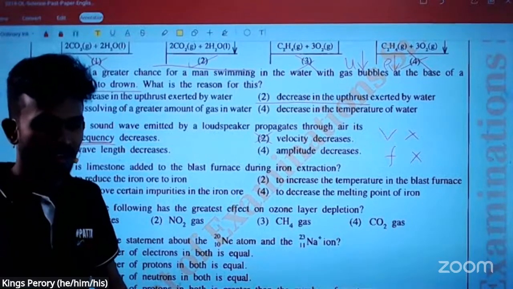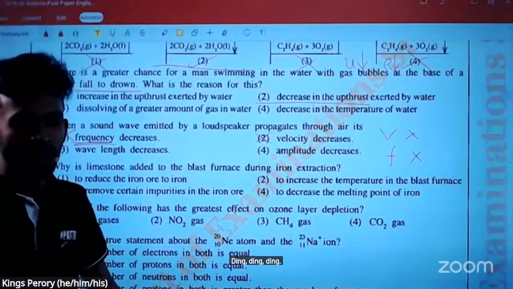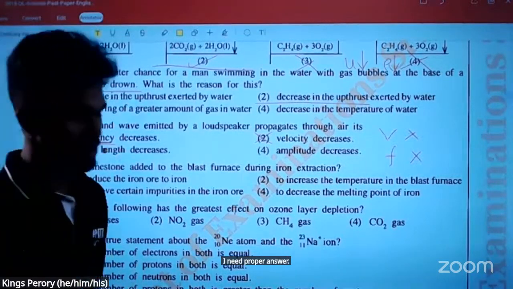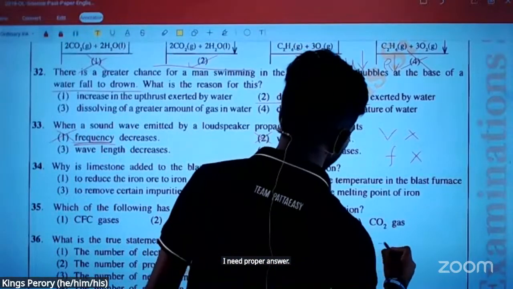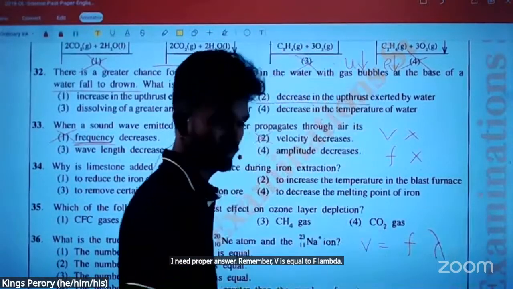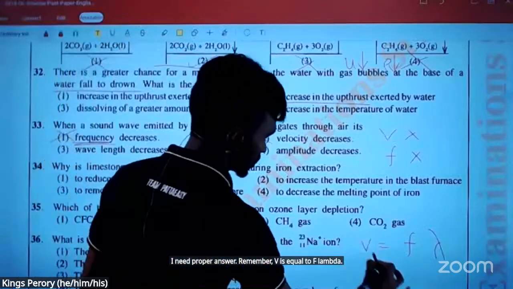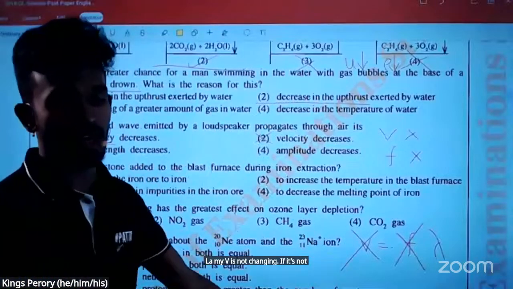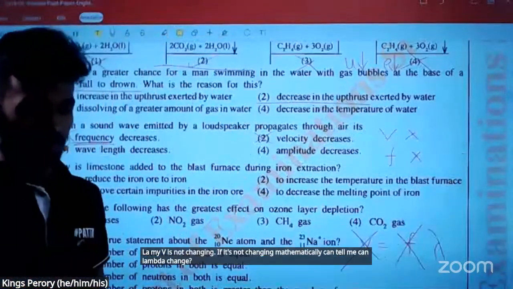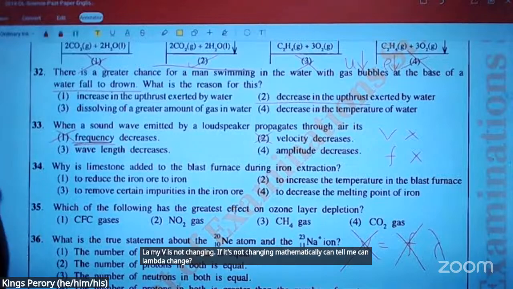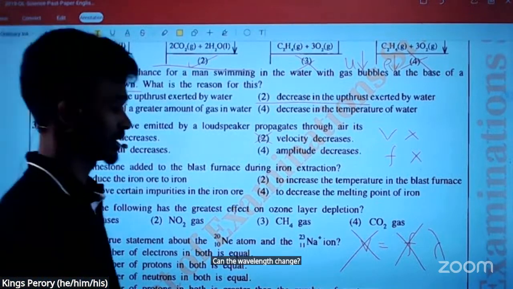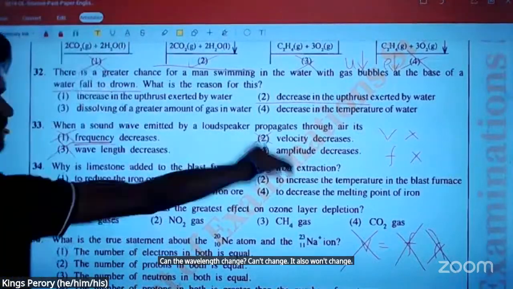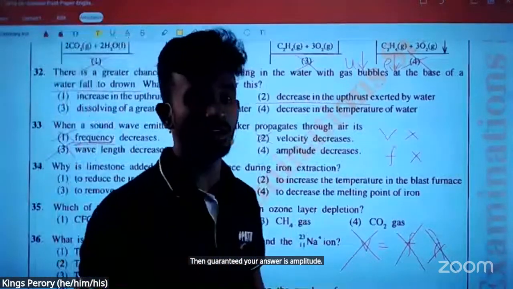Think, think, think. Don't guess. I need a proper answer. Remember, V is equal to F lambda. V is not changing. F is not changing. Mathematically, can lambda change? Can the wavelength change? It can't change. Then guaranteed your answer is amplitude. Amplitude will decrease.